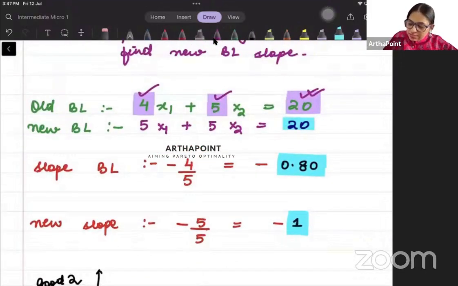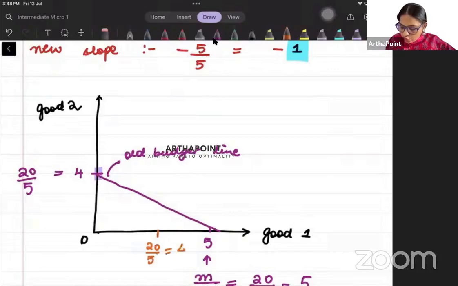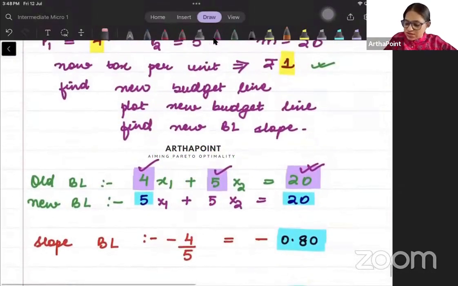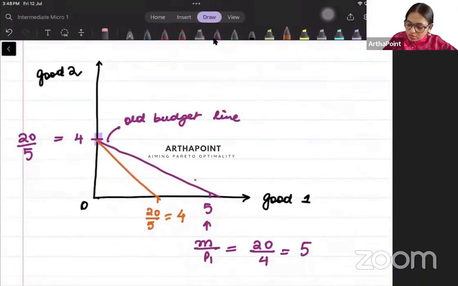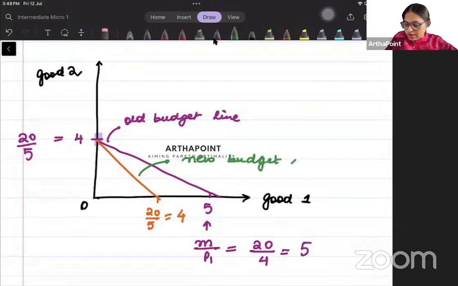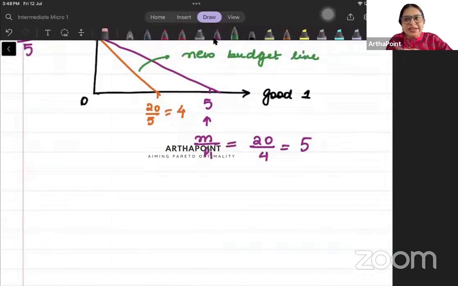Dekho. Income divided by P1. 20 divided by 5. That means 4. और P2 तो unchanged है. P2 is unchanged only, beta. So 20 divided by 5, 4. So this will be your old budget line. I have already written. And this will be my new budget line. Clear, beta? So what has quantity tax done?